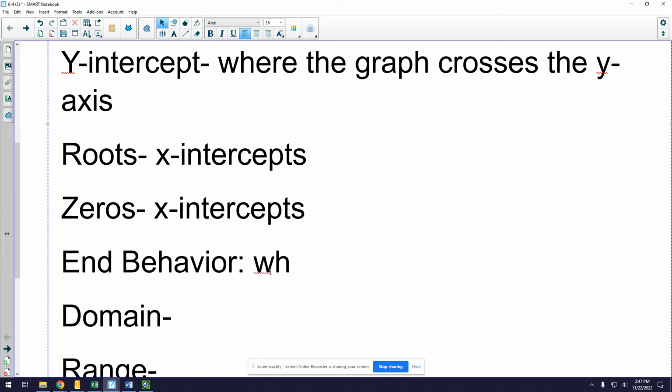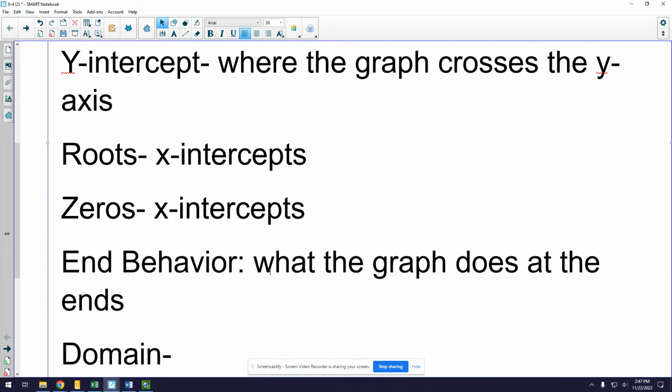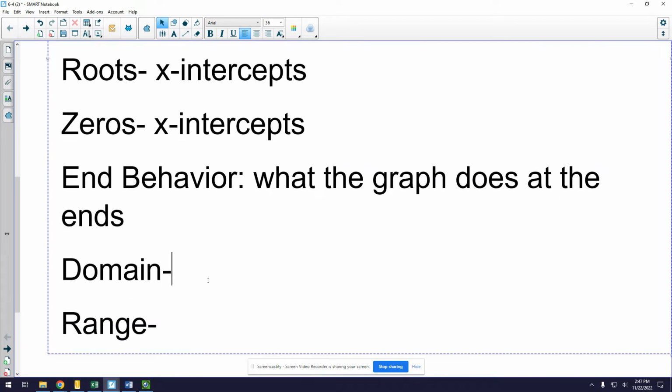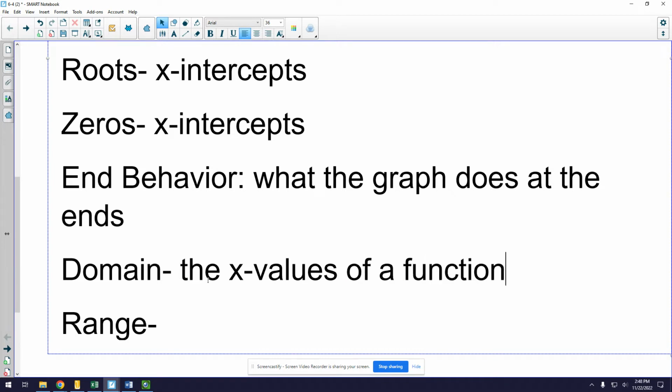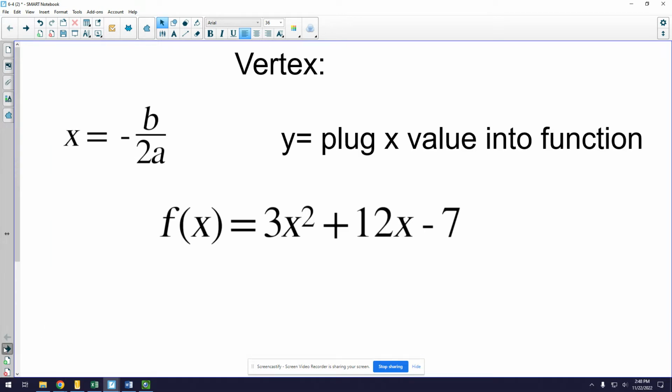End behavior, what the graph does at the ends. Quadratics make a parabola. A parabola looks like a U or an upside down U. So your end behavior is going to either go in an upward direction or in a downward direction. We'll talk a little bit more about that when we get to that part. The domain are the x values of a function, and the range are the y values of a function. All right, let's get to the math.